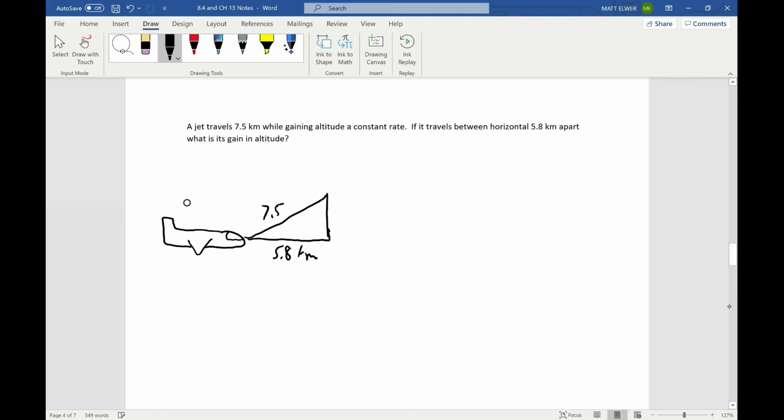Because that's our horizontal, that's our straight left and right. We want to know what is our gain in altitude, right? Our gain in altitude or our vertical, right? What is our vertical x here? So I'm going to label that side x because I don't know what it is yet. But that's what we need to solve for, right? So simple enough to solve for, we just use the Pythagorean theorem again, right? Because we have this right angle here. So I should say that our hypotenuse, so 7.5 squared, is equal to 5.8 squared plus x squared, right?